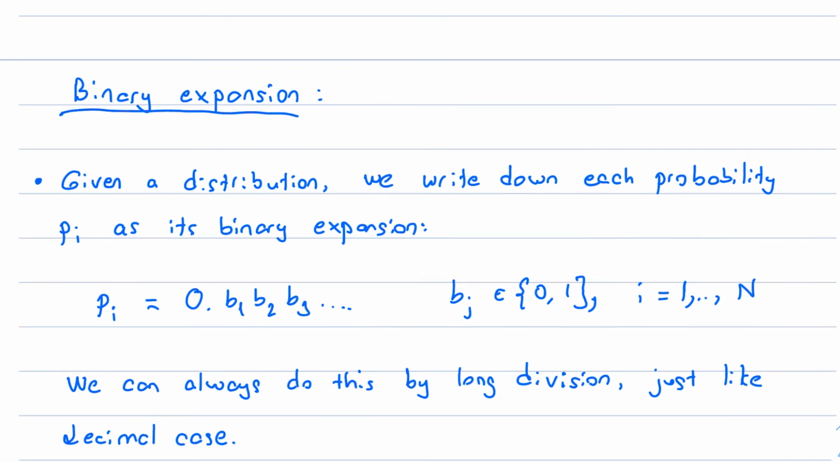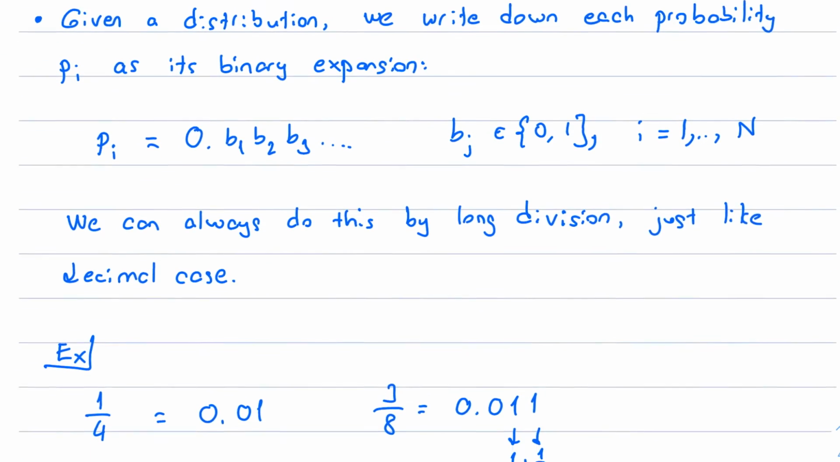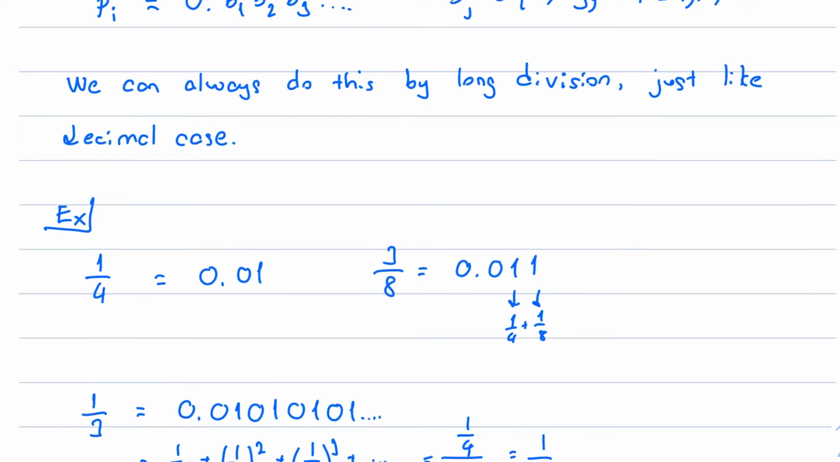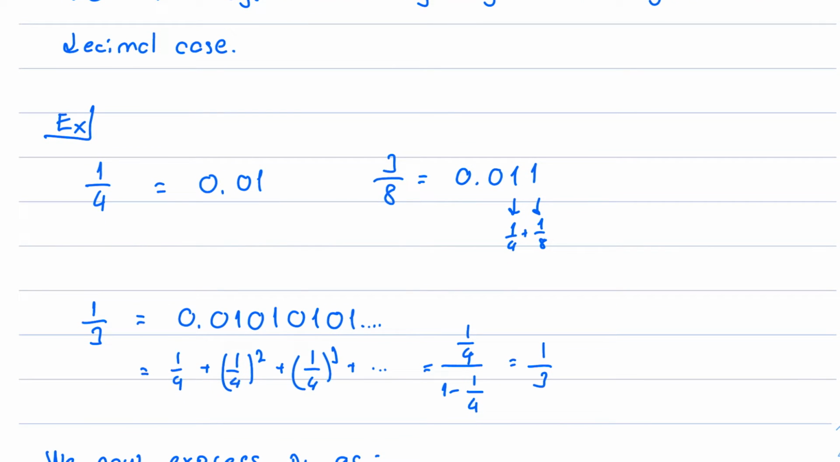Before we explain the algorithm, let's first explain the binary expansion. Given a distribution, we write down each probability p_i as its binary expansion. We can always do this by long division, just like what we do for the decimal case. The only thing that differs is the base. It becomes 2 rather than 10. Let's see some examples of what we mean by binary expansion.